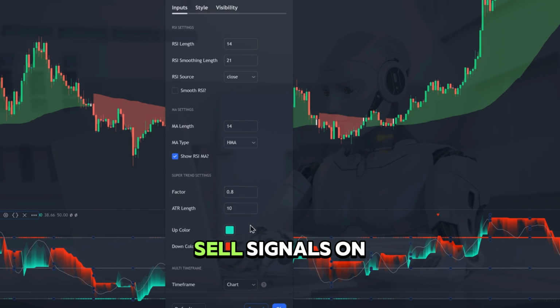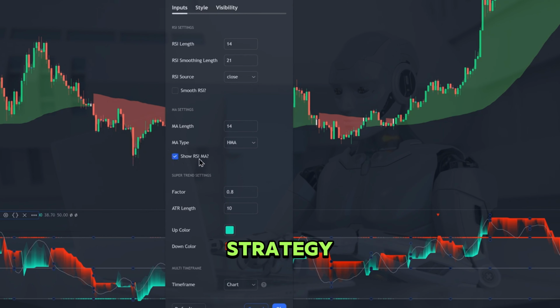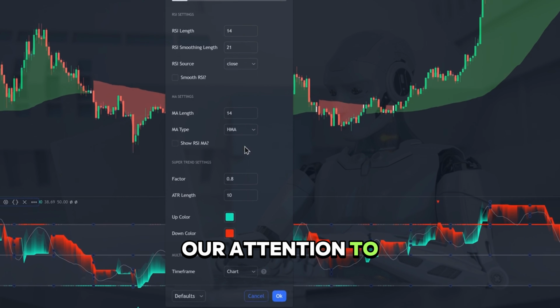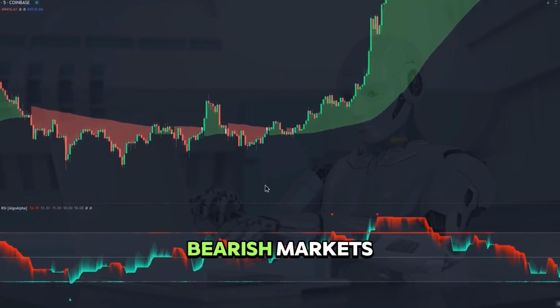So the buy and sell signals on the Supertrend indicator itself are what lies at the very heart of this trading strategy, because they bring our attention to potential buy and sell entries as well as potential areas of retracement in bullish and bearish markets.